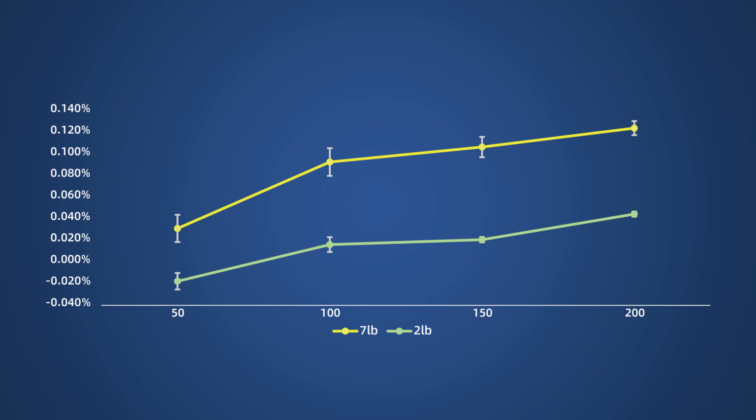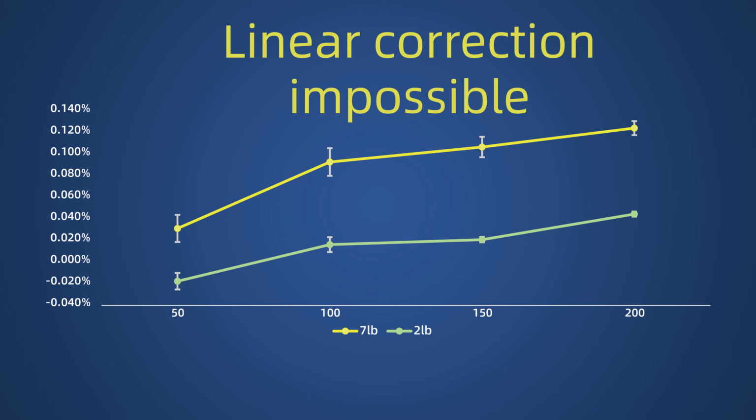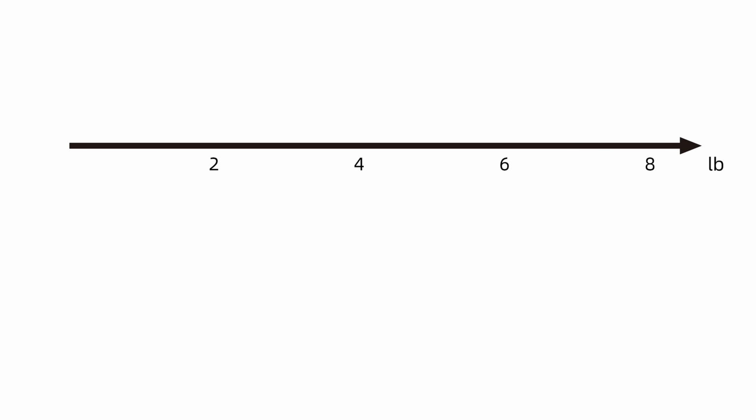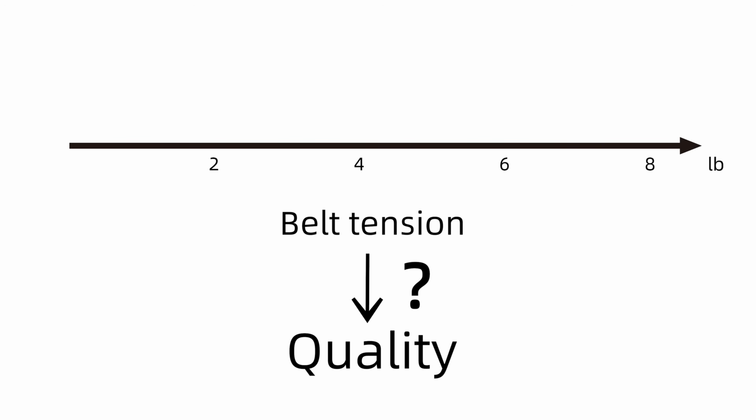In the test, we also found at different travel distances, the dimensional deviation does not increase linearly as the travel distance increases. These two factors make it impossible to compensate for this error with a simple linear correction of the dimensions. Therefore, in terms of precision, we believe the tension of the timing belt should not exceed 3 times the minimum tension. Apart from accuracy, does the belt tension affect print quality?